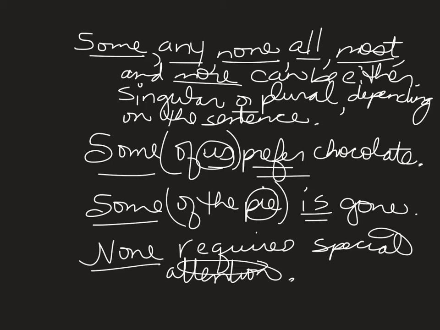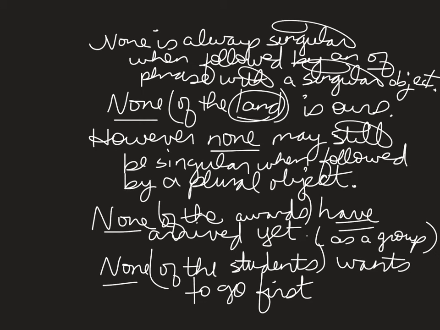However, the word none requires very special attention and is different than the others that can be either singular or plural. Okay, the word none is always singular when followed by a prepositional phrase beginning with the word of that has a singular object. None of the land is ours. Okay, so the of phrase after none ends in land. Land is singular, therefore none is singular, and it takes a singular verb is. None of the land is ours.